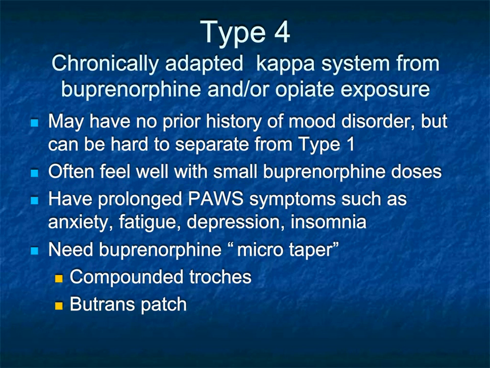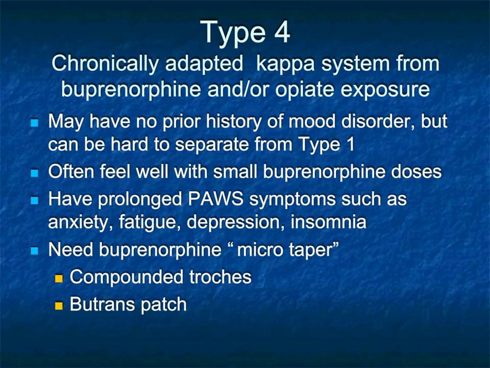So then the type 4 is people who have been on this for a long time, and they've adapted their system because they're on it. In other words, they're not people like the first one who just got on something short term, but they've been on this for a while. They don't have any prior history of mood problems. And they are the ones that are really hard to get off the buprenorphine.